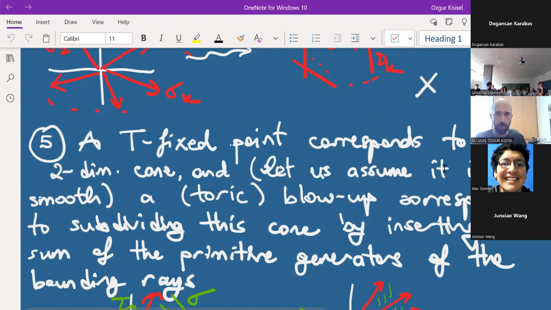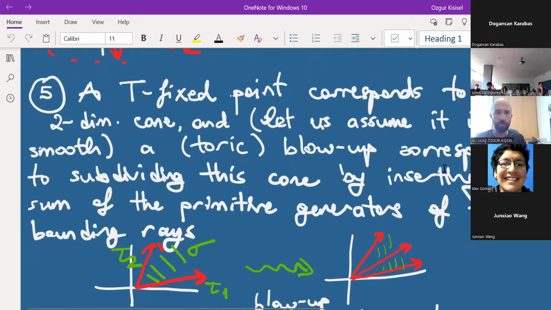Okay, so I think I told this fifth remark already. A T fixed point corresponds to a two-dimensional cone in a similar way. Suppose, okay, it's smooth for now. You can do a toric blowup, and that toric blowup would correspond to some refinement of the fan. So you subdivide the relevant cone by inserting the sum of the primitive generators of the bounding rays.